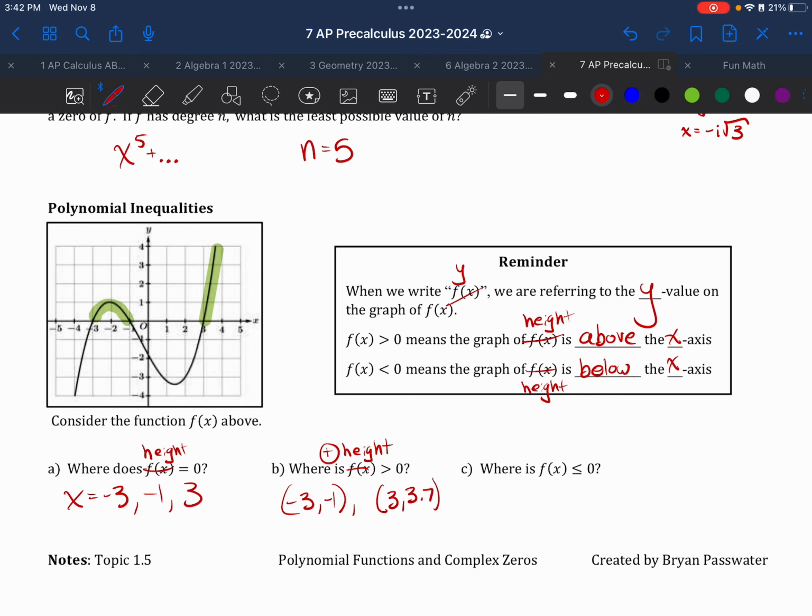Where is f of x, again, change that to height. Where is the height negative? Because I'm less than or equal to 0, and I will highlight that in purple. I am a height that is negative down here and down here, and that happens between -4 and -3, and also between -1 and 3. That's all the purple region down there. Excellent.